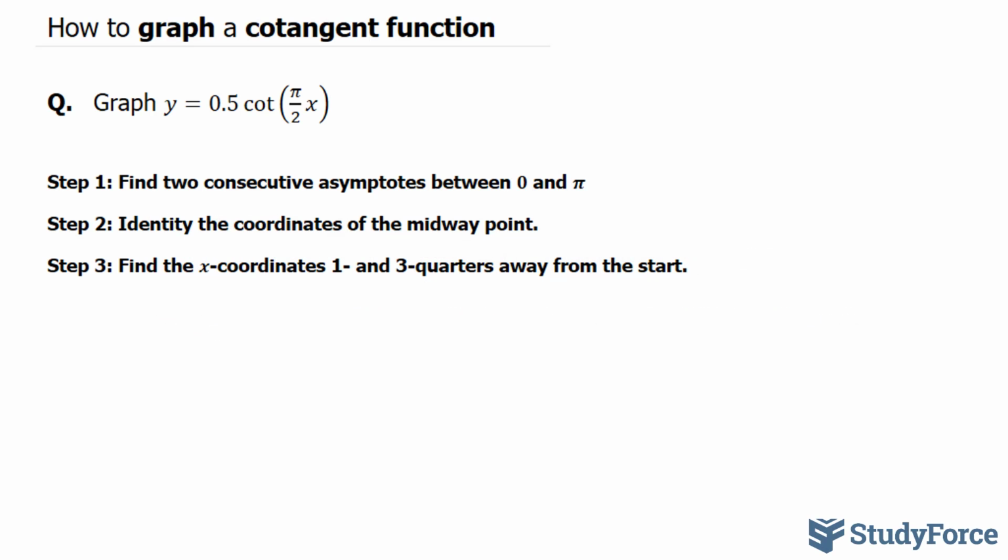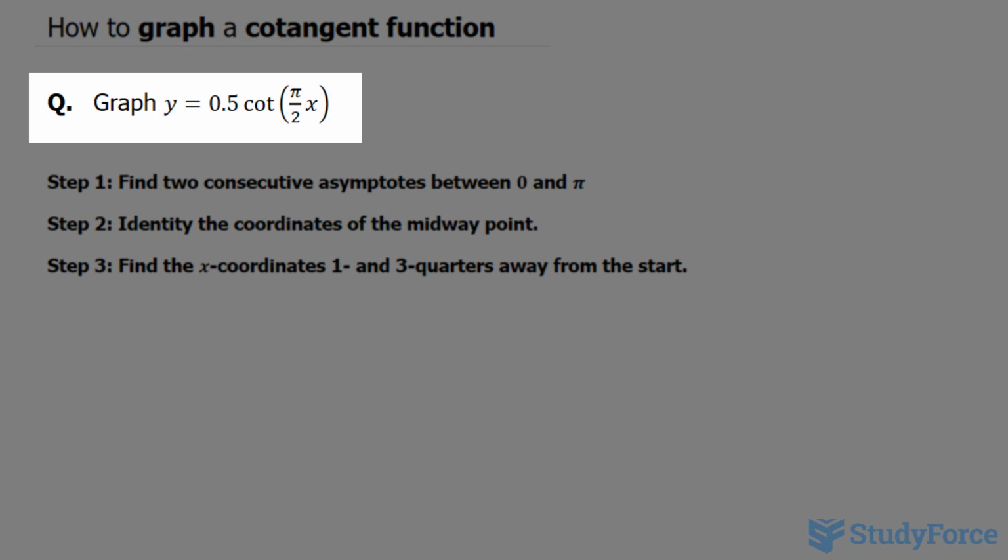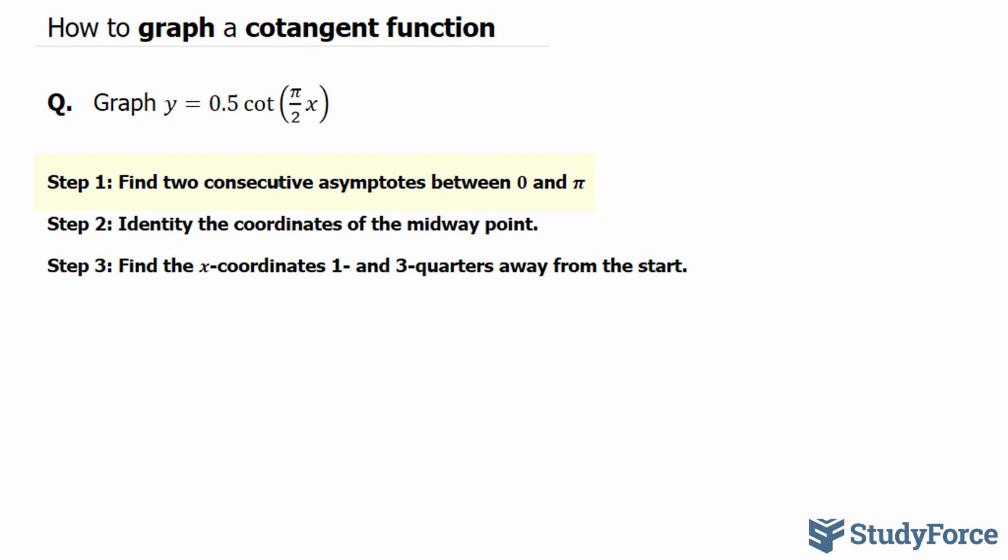In this lesson, I'll show you how to graph a cotangent function. The question reads, graph y is equal to 0.5 cotangent of pi over 2 x. The steps to doing this are shown below, and the first step says, find two consecutive asymptotes between 0 and pi.